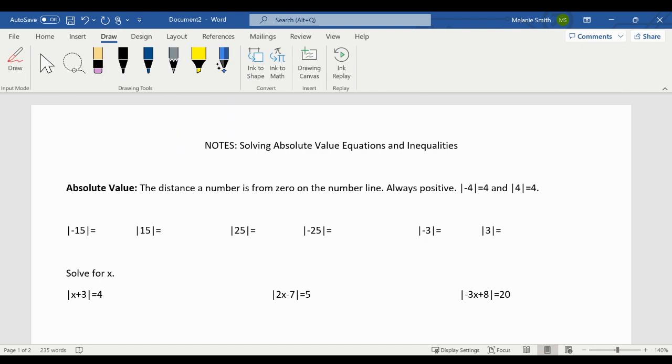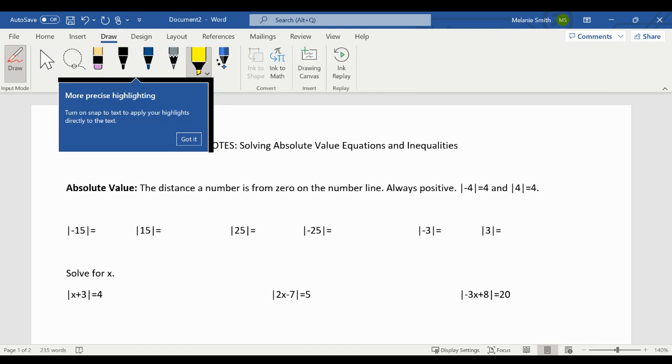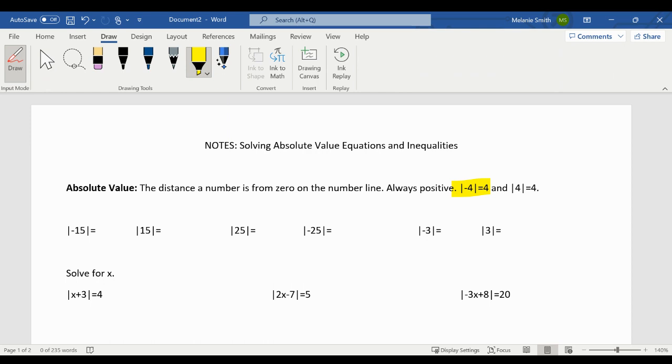Oh, that's why I'm trying to draw on the screen and it's not drawing. So the absolute value of -4 is 4, and the absolute value of +4 is 4. Just to illustrate why, if we have a number line and we have 0 here, if I go 4 units, 1, 2, 3, 4, that takes me to +4. But if I go backwards, 1, 2, 3, 4, that takes me to -4. So -4 is 4 units to the left, +4 is 4 units to the right. They both have the same absolute value of 4.